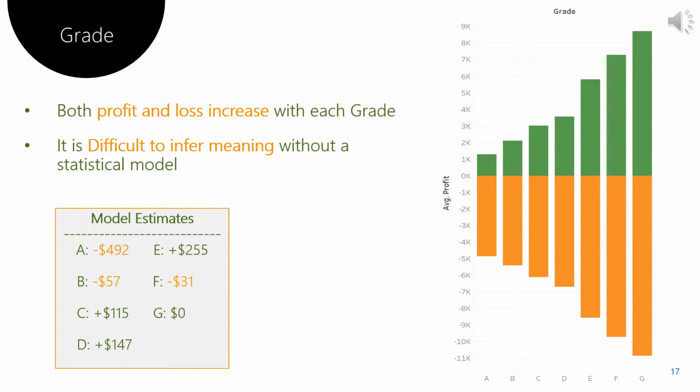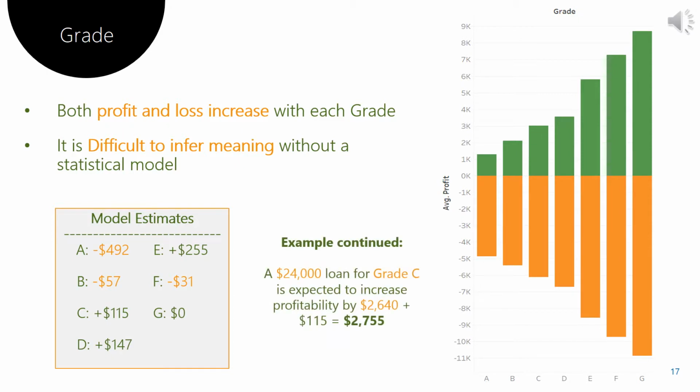Continuing on with our example equation, we've already said that this is a $24,000 loan, and that impact was a positive $2,640. So now we're going to say this is a $24,000 loan that is grade C, which adds another $115 to profit. So now we're looking at $2,755 in profit so far.